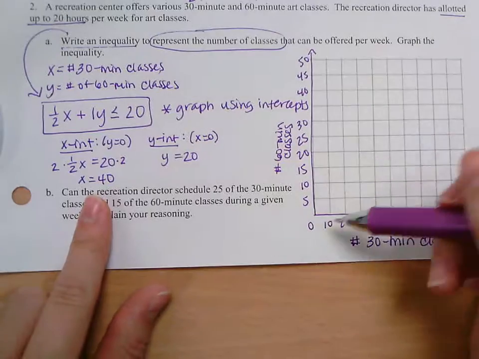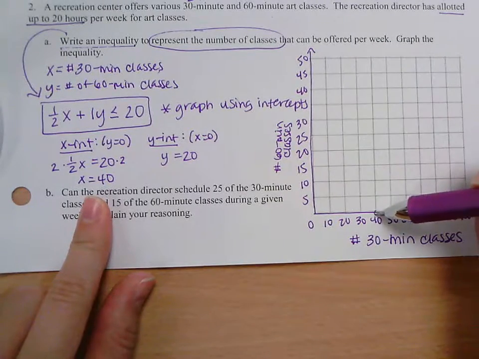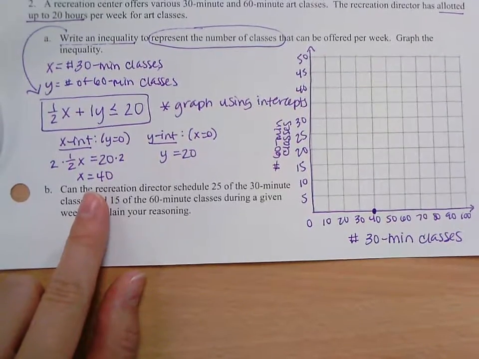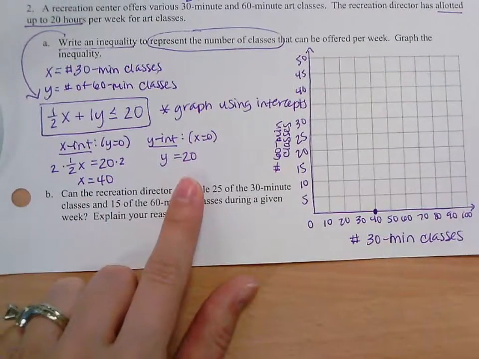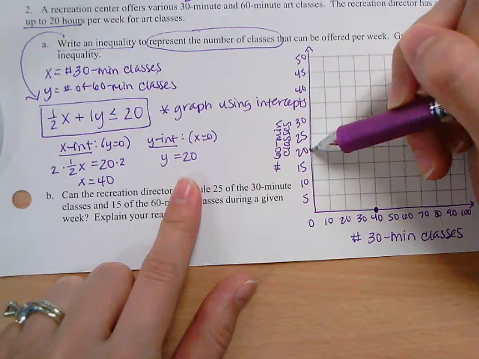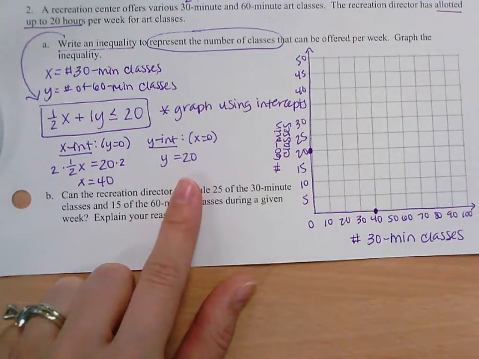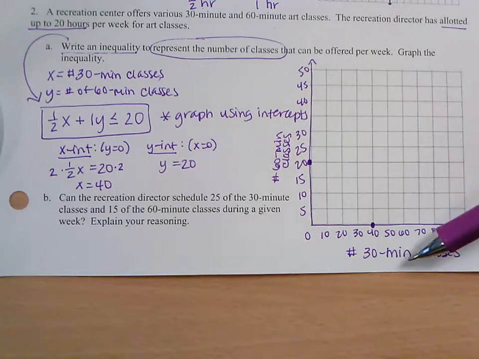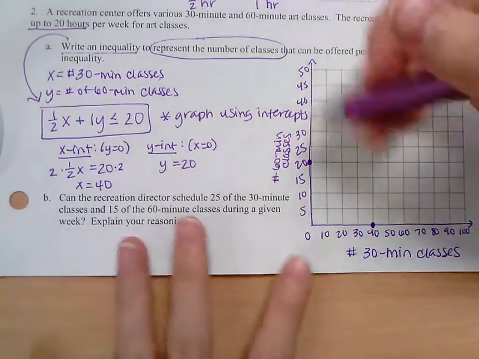So then when you graph using intercepts, just remember these are two separate points. So x equals 40, this is a point at 40 on the x-axis, or the ordered pair 40, 0, and then my y-intercept of 20 is my point at 20 on the y-axis, or 0, 20. And then I would just draw a line through them, and should that line be solid or dashed? Solid.